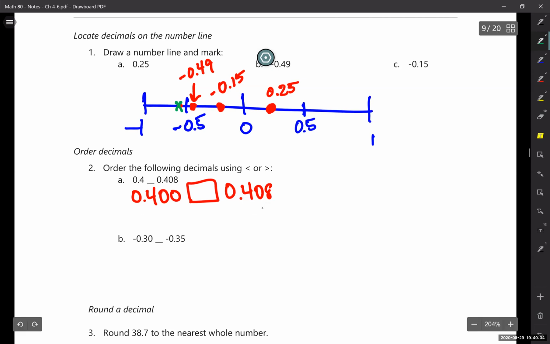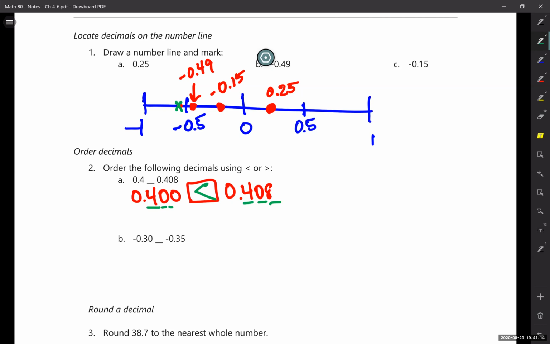Another way to do it, especially if you don't want to rewrite it like I did, is you just think of it one step at a time. So 4 and 4, they're both equal. 0 and 0, they're both equal. 0 and 8, well, 8 is bigger, so the one on the right side is bigger. 4 tenths is less than 408 thousandths. But it is not much less. The difference isn't even a penny. They're so close together. So that's why we want to check place by place.